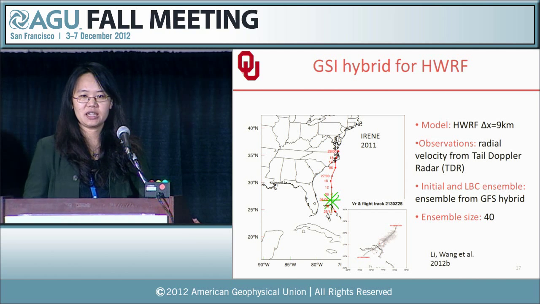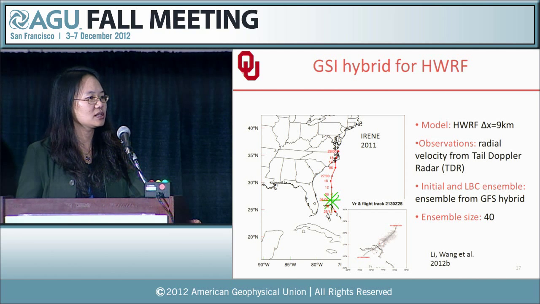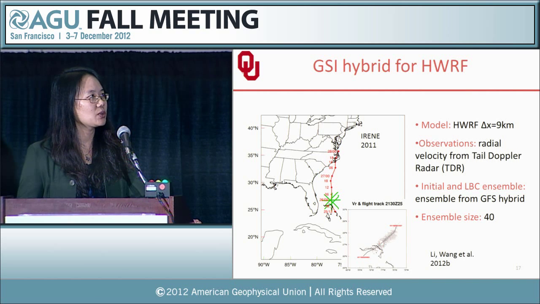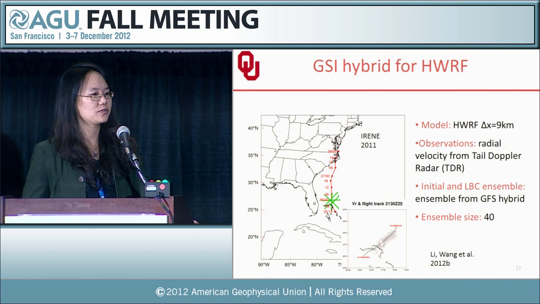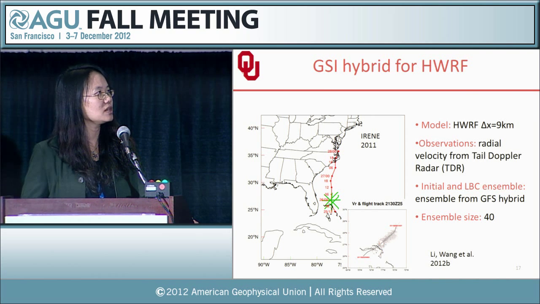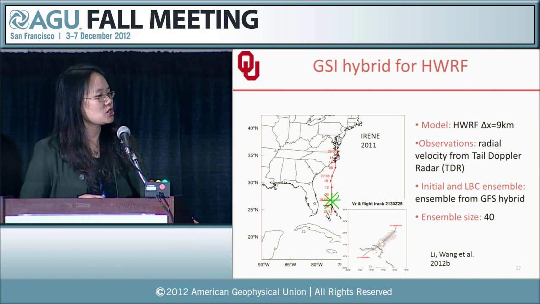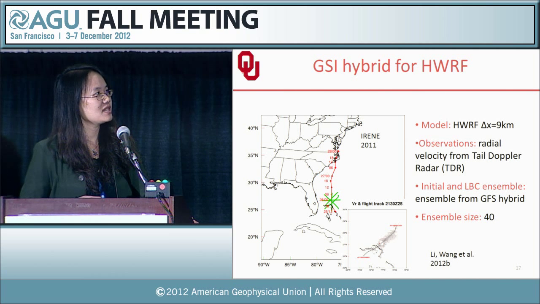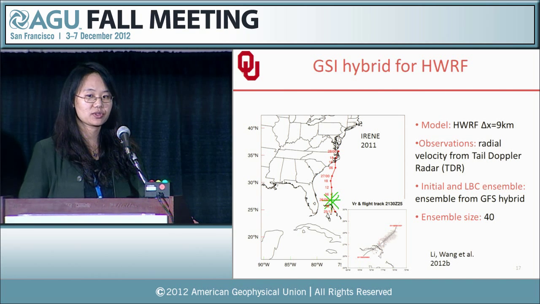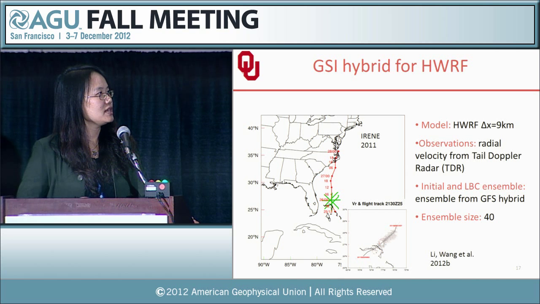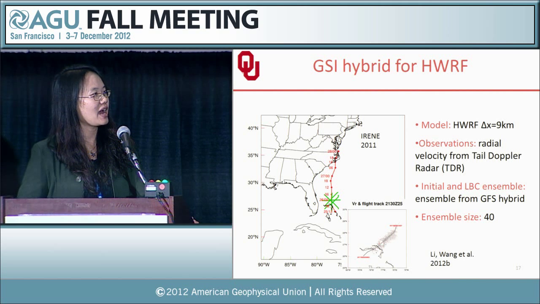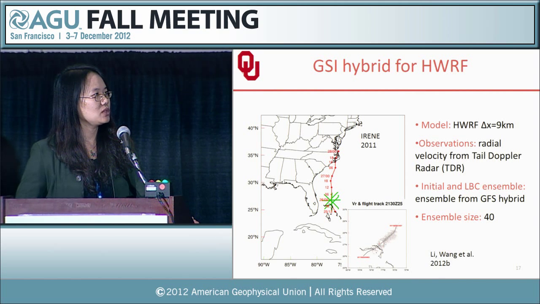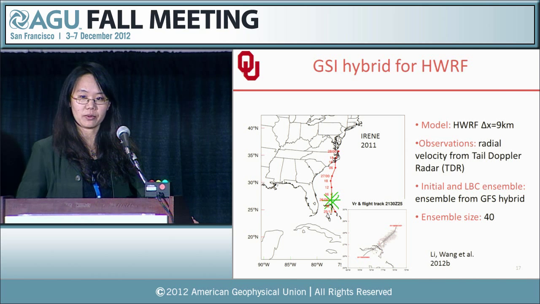So given the encouraging result of the GFS, there are efforts going on to integrate the GSI hybrid for regional forecasts, for example, HWRF, rapid refresh, etc. I am only going to show you an example of GSI hybrid for HWRF in the next few slides. This is Irene 2011, and we run HWRF integrated with the GSI hybrid, and it will assimilate the radial velocity data from airborne Doppler radar.